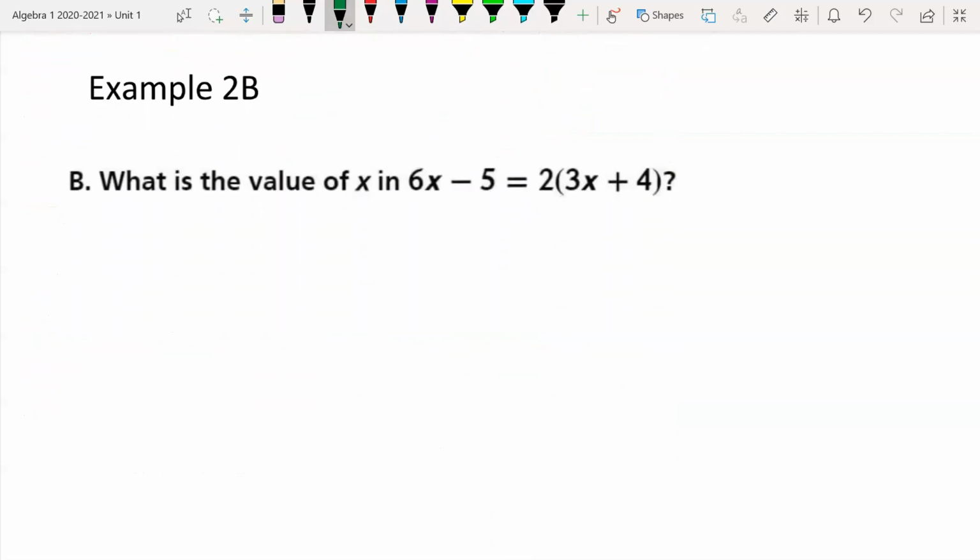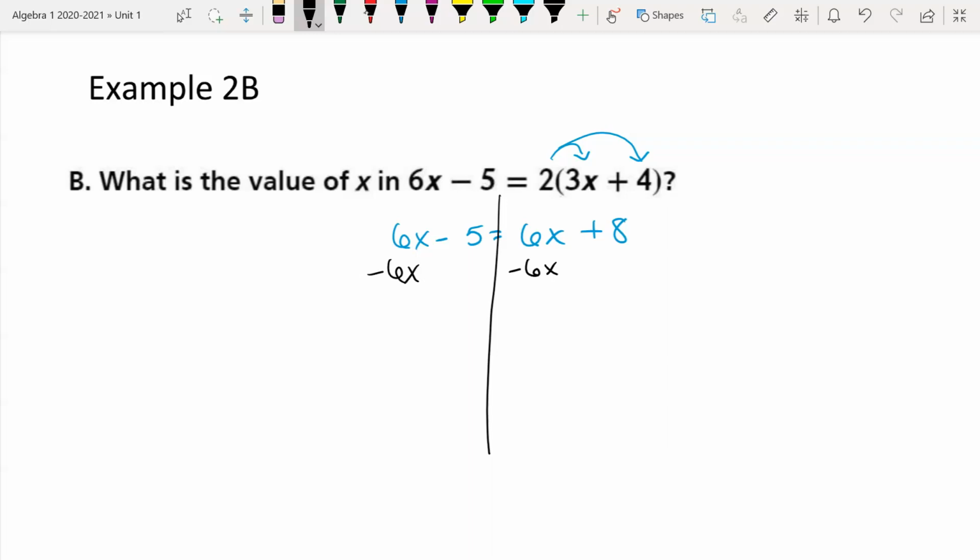So next example. It says, what is the value of x in 6x minus 5 equals 2 times 3x plus 4? So again, we're going to get rid of our parentheses. We're going to distribute. Okay, and then we're going to move our variables to one side, or we're going to combine like terms. There are no like terms to combine, so now we're going to solve it by subtracting 6x. Well, here's what happens, right? The 6x is canceled, so then I have negative 5 equals 8.